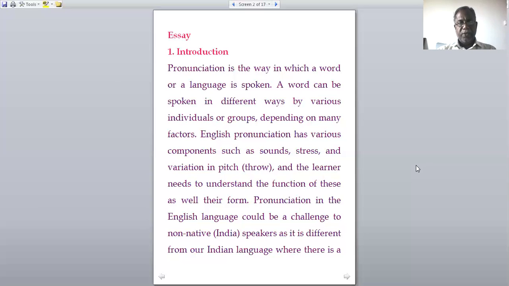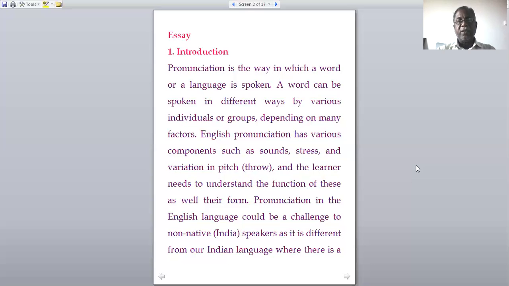Pronunciation in the English language could be a challenge to non-native speakers like Indian speakers, as it is different from our Indian languages. Our language is entirely different from a foreign language, English. So there are so many challenges.